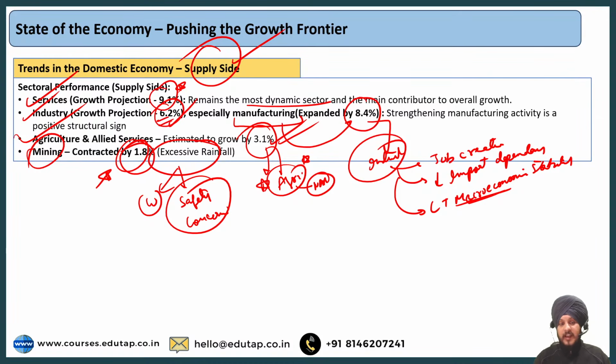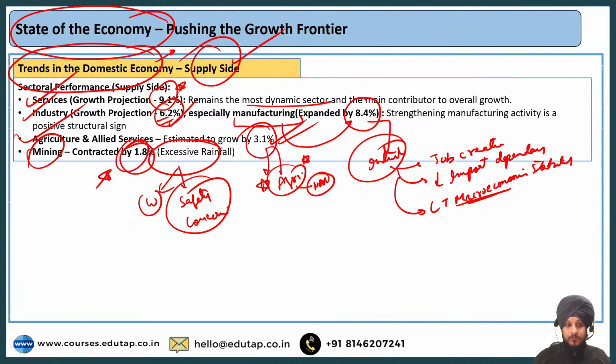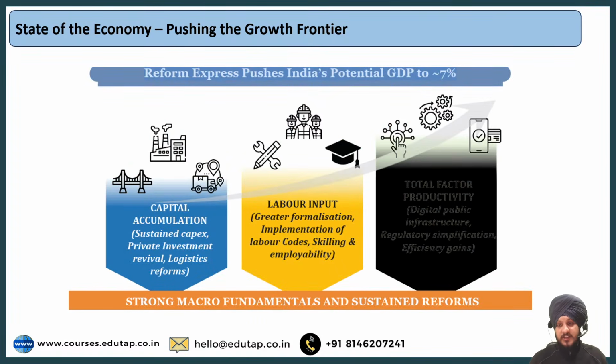So these are different types of factors that basically show the trend in the domestic economy, that is in context to India, and they highlight the state of the Indian economy, right? And the projection that we have done with respect to real GDP of 7.4%. I hope it is clear. Now let us talk about some other aspects also.